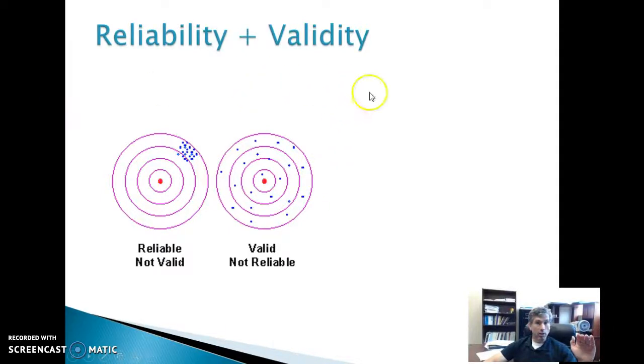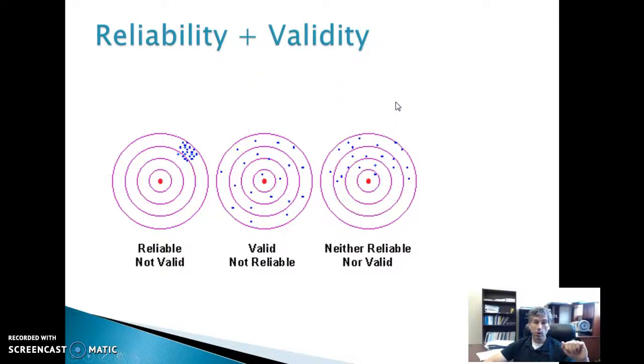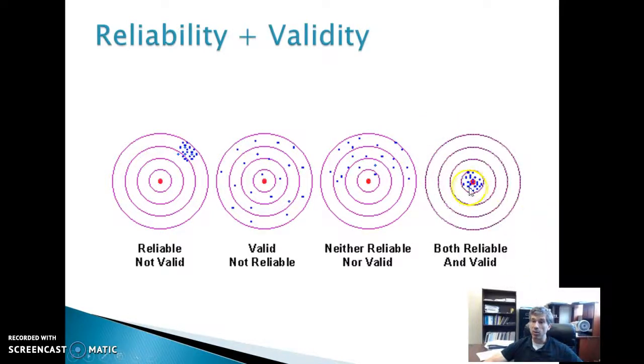That's a different set of problems. The worst case scenario is a measure that is neither reliable nor valid. Scores are both inconsistent and inaccurate. A scale that, again, gave you a really erratic set of weights, but they all were higher than your true weight, that would be a measure that is not consistent, it's not reliable, and it's not accurate or valid, even on average. Of course, what we really want is a case where our scores are very consistently grouped together and very accurate overall. It's easier said than done, but that's the ideal.